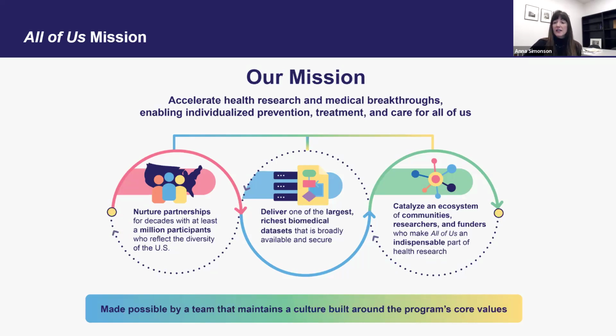All of Us is trying to accelerate research by providing easy access to a large longitudinal health data set that already has IRB approval and has already been de-identified. So the time that it takes to collect data and receive the necessary permissions is then eliminated when you use the All of Us data set. So this mission is carried out through these three connected focus areas shown here: nurturing partnerships, creating one of the largest biomedical data sets and making it broadly available, and then catalyzing an ecosystem of communities, researchers, and funders.